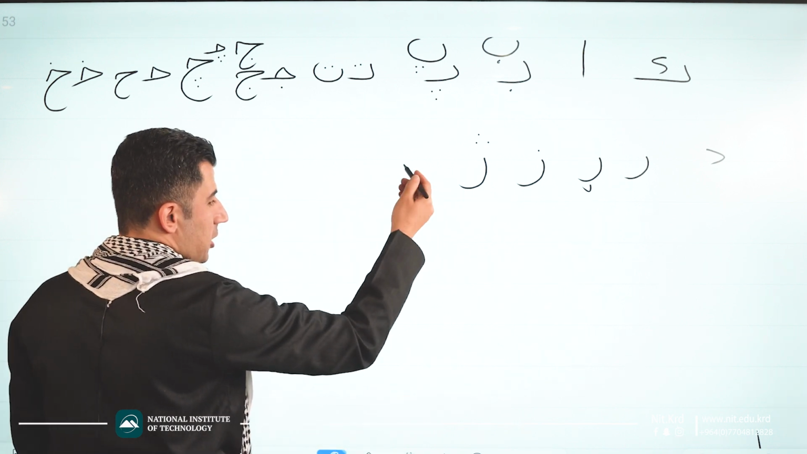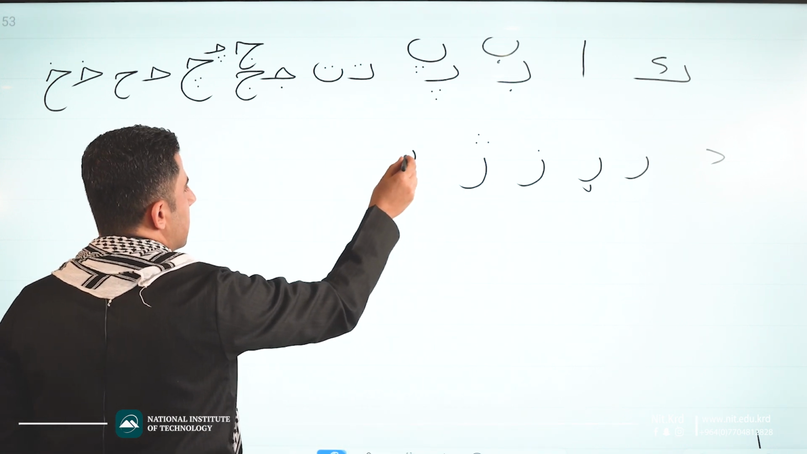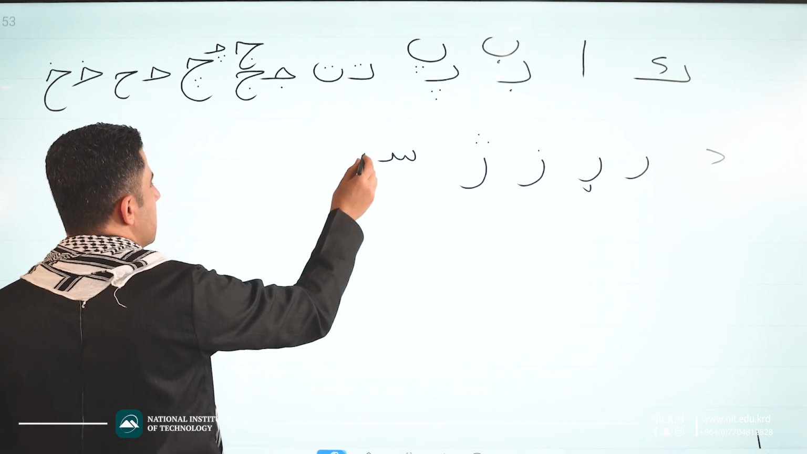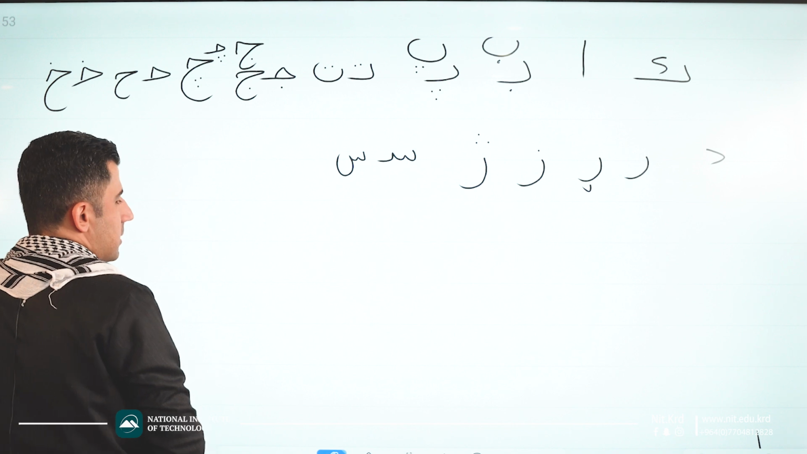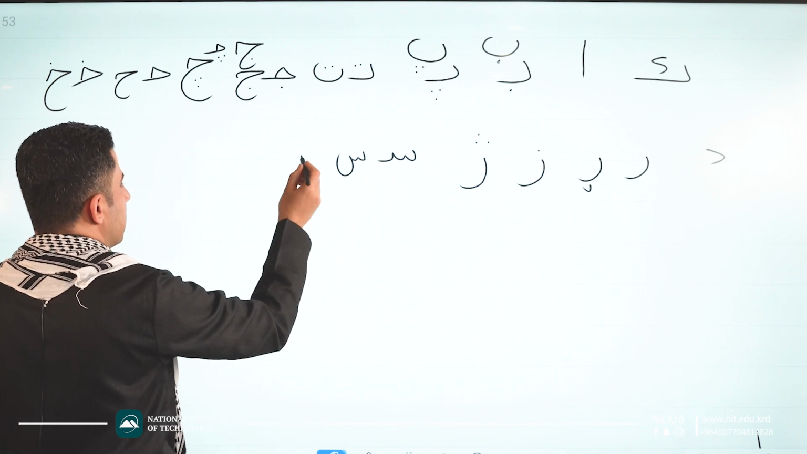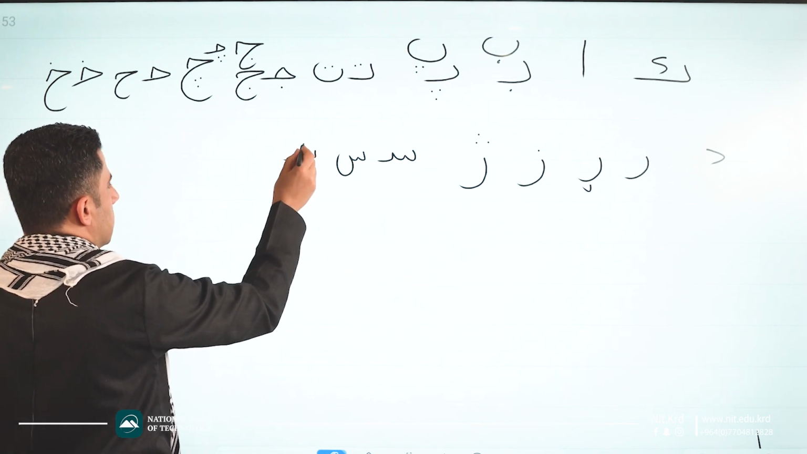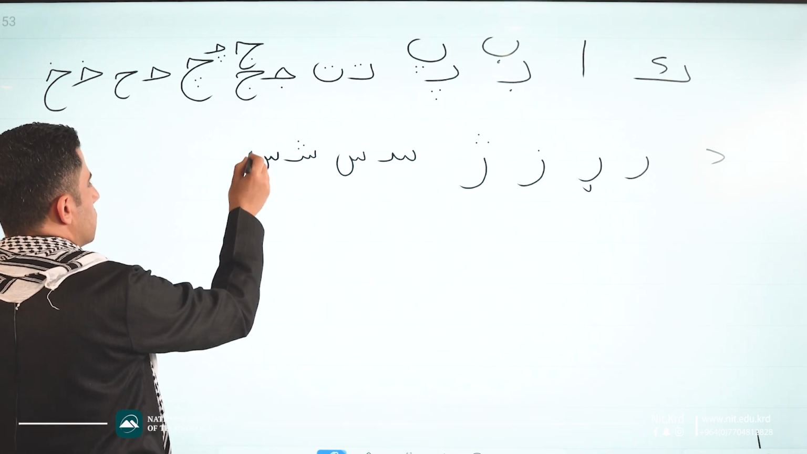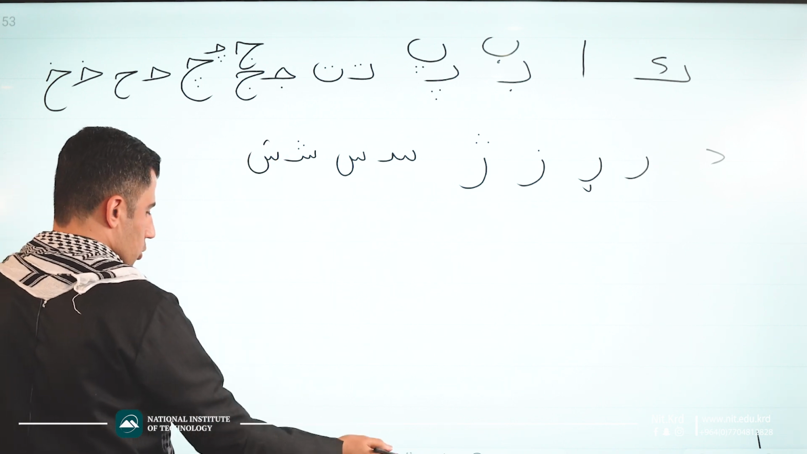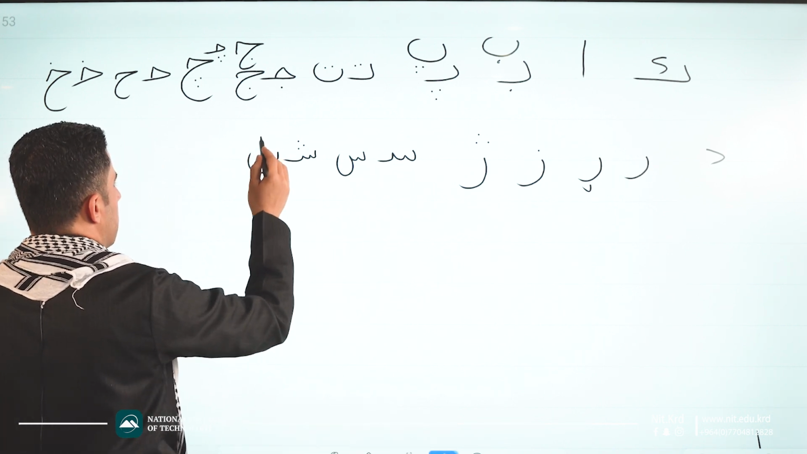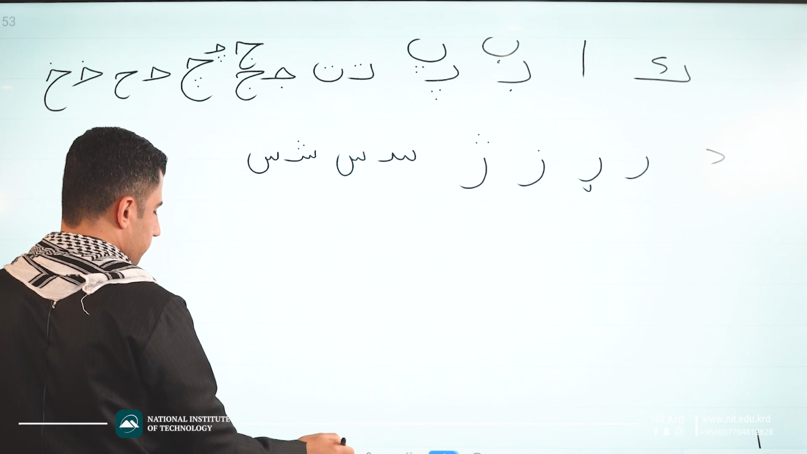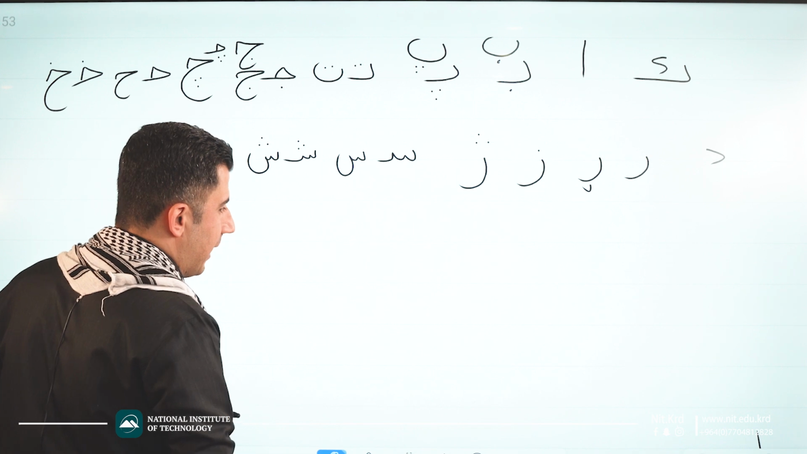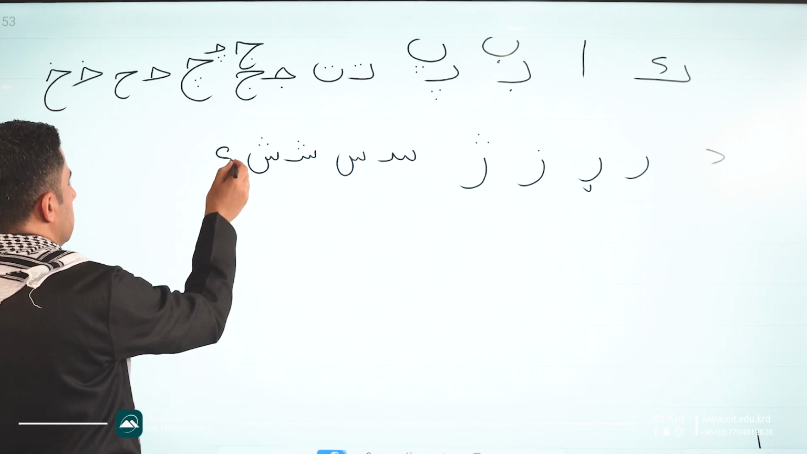But after j, we have s. This is for the beginning and middle. But s at the end, we have to do like this. S. After s, we have sh. Sh. But at the end, we have to do like this. This is sh. Sorry. Just we have to 3 dots. Sh. Okay. After sh, we have e.